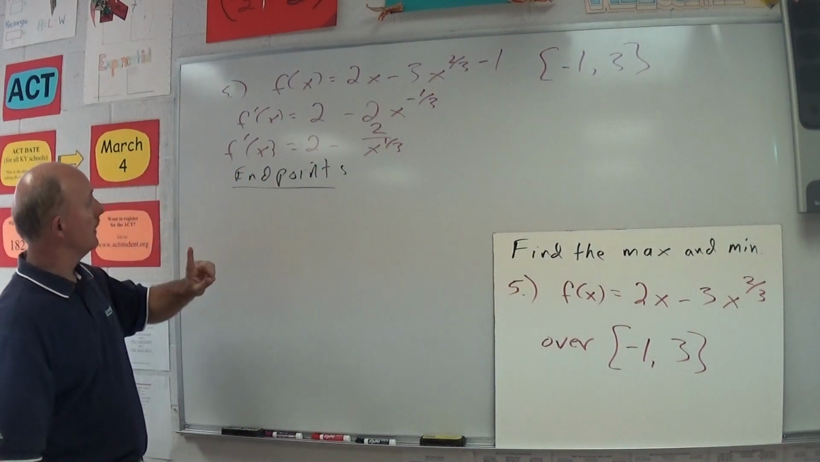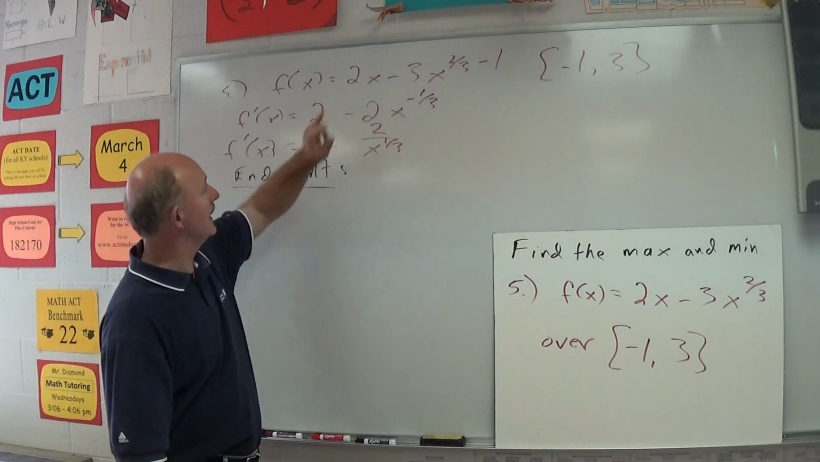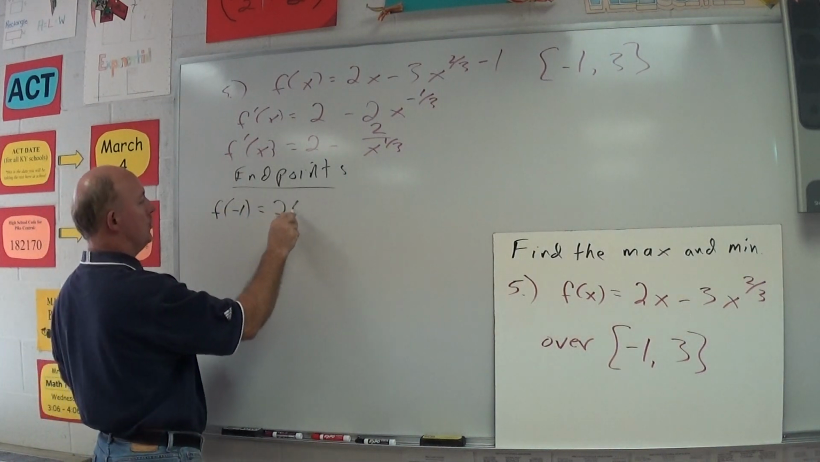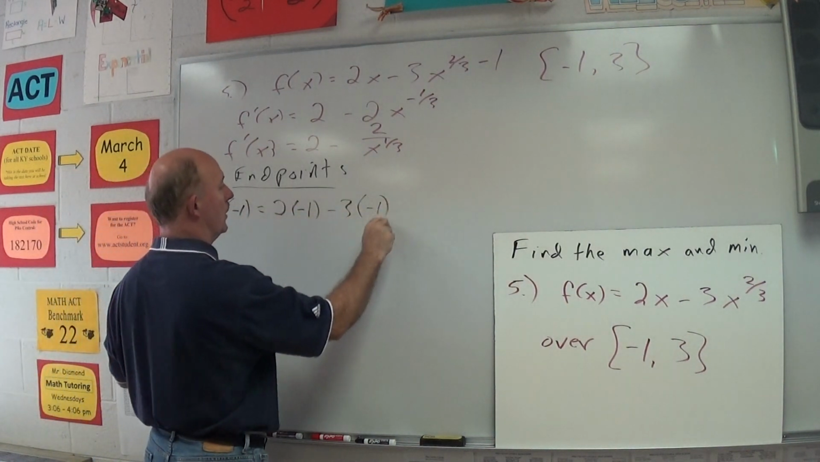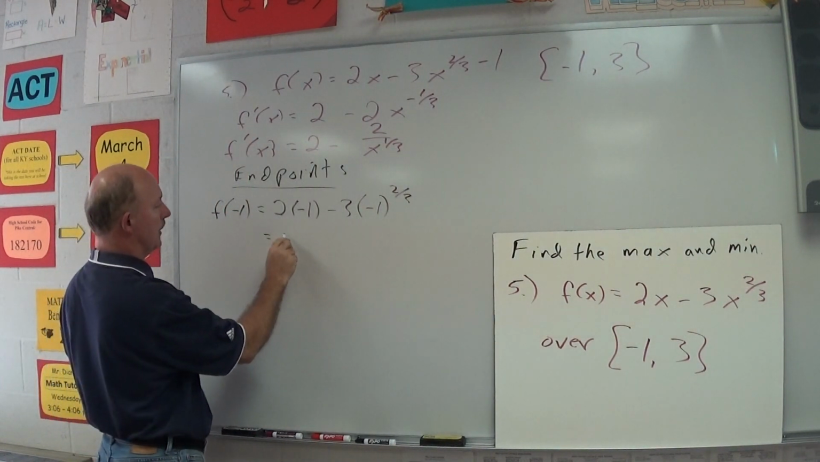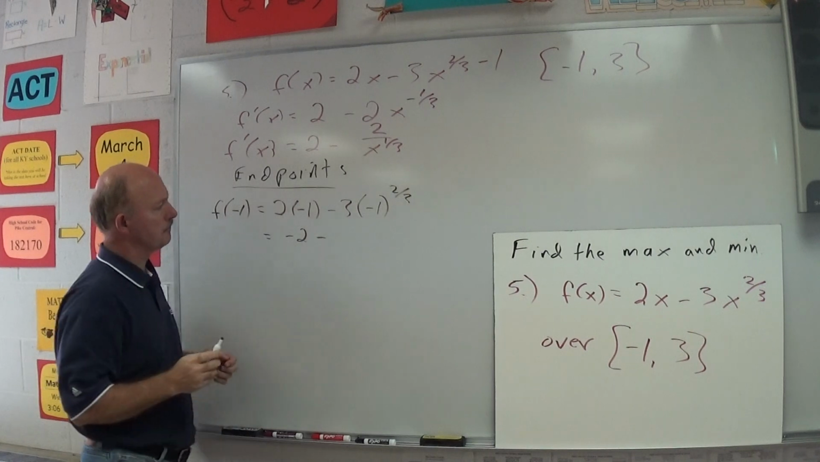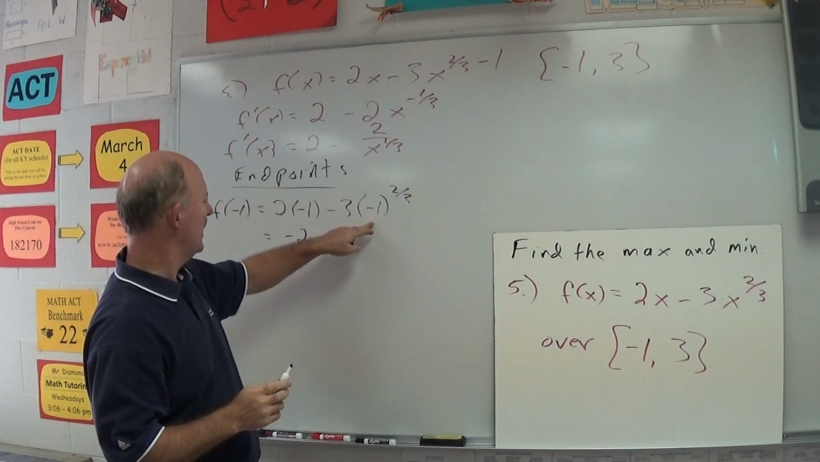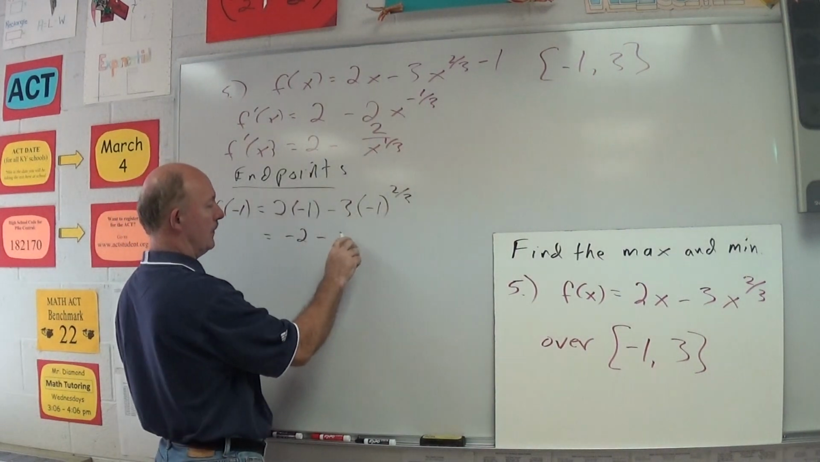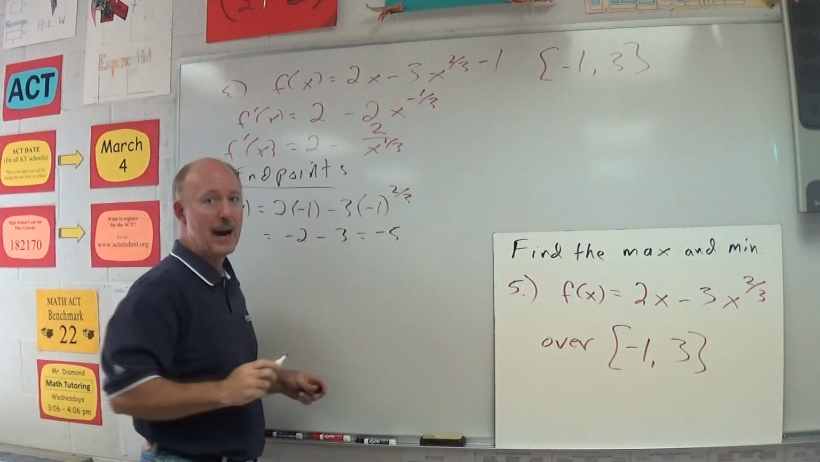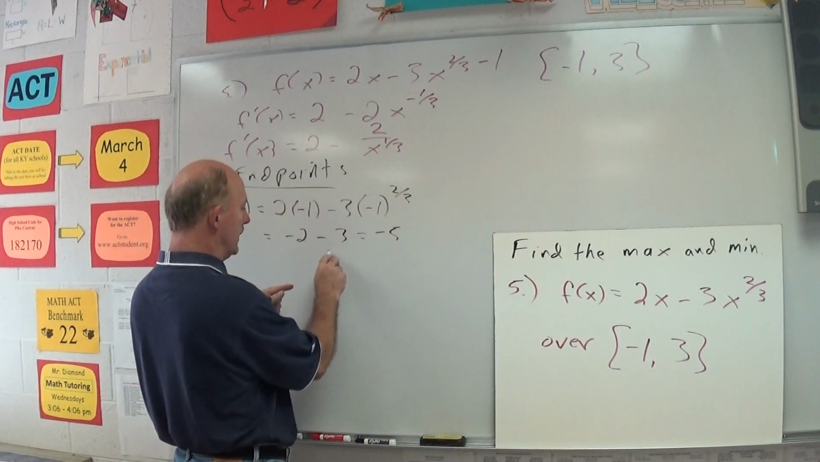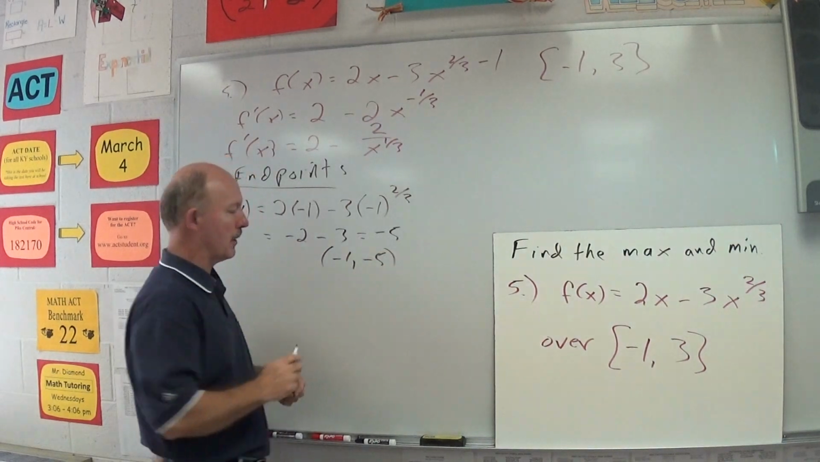Okay, let's start with the -1. Let's take the -1 and plug it into the original function. So f of -1 is 2 times -1 minus 3 times -1 to the 2/3 power. Now 2 times -1 is -2 minus... -1 to the 2/3 power makes that +1, times -3 would be just -3, so this would be -5. Right, so our first endpoint would be at (-1, -5). That'll be our first endpoint.